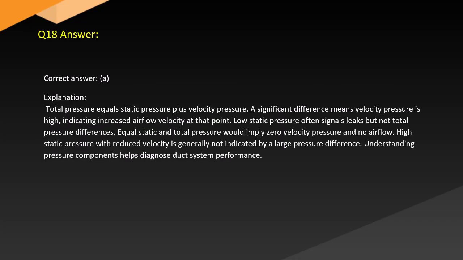Correct answer, A. Explanation. Total pressure equals static pressure plus velocity pressure. A significant difference means velocity pressure is high, indicating increased airflow velocity at that point. Low static pressure often signals leaks, but not total pressure differences. Equal static and total pressure would imply zero velocity pressure and no airflow. High static pressure with reduced velocity is generally not indicated by a large pressure difference. Understanding pressure components helps diagnose duct system performance.